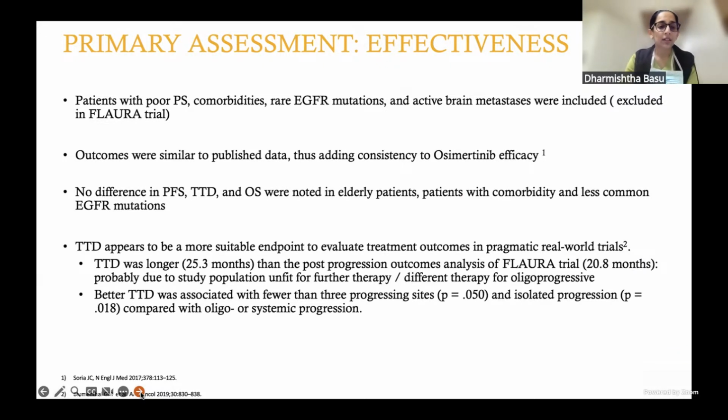Here we can see that time to treatment discontinuation appears to be a much more suitable endpoint to evaluate treatment outcomes in the real-world data. This is something that we have already discussed, that the FLAURA trial's PFS and the real-world time to treatment discontinuation are very different values, and time to treatment discontinuation appears to be much longer than the actual PFS offered in the FLAURA.